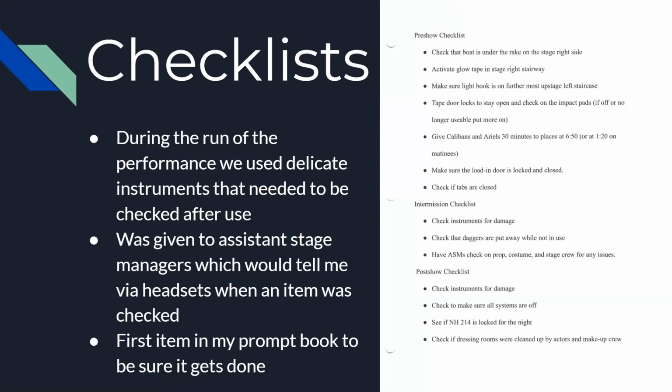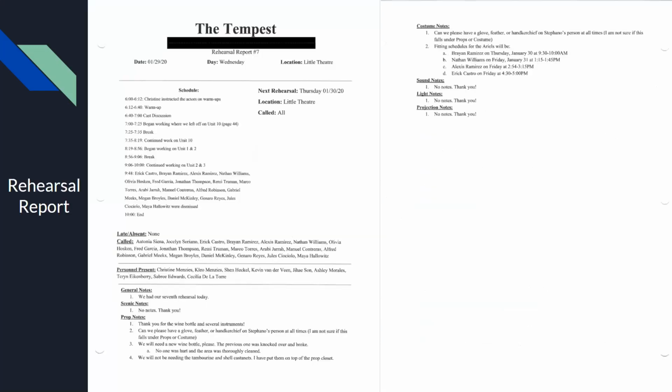This is a picture of my checklist. During the run of the performance, we used delicate instruments that need to be checked after use. So we have check instruments in intermission checklists and the post-show checklist. I gave this to my assistant stage managers who would tell me via headset when an item was checked so that I made sure while I was in the booth taking care of things, these were all taken care of. This is the first item that I have in my prompt book to make sure when it's opened, it's the first thing I see, it's the first thing that gets done.